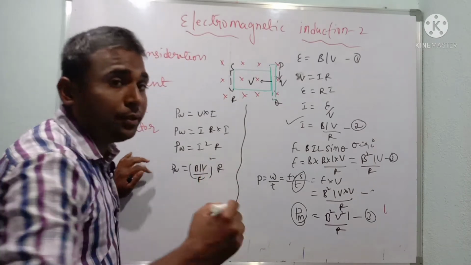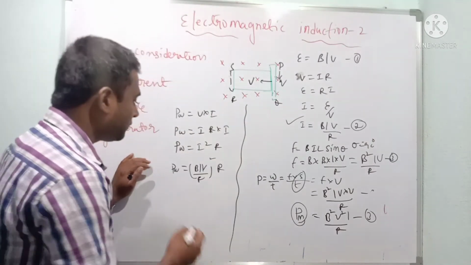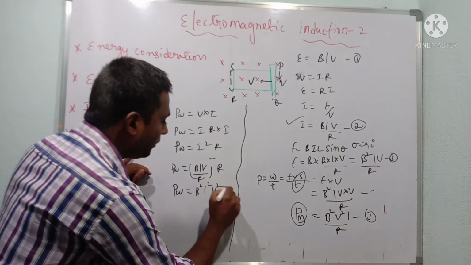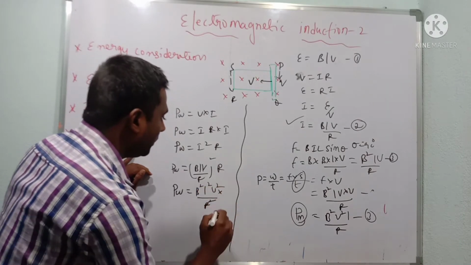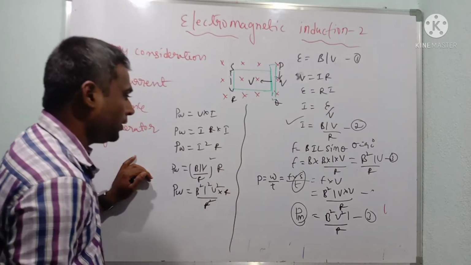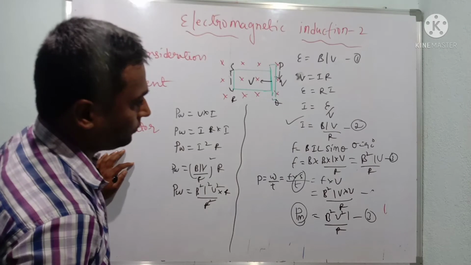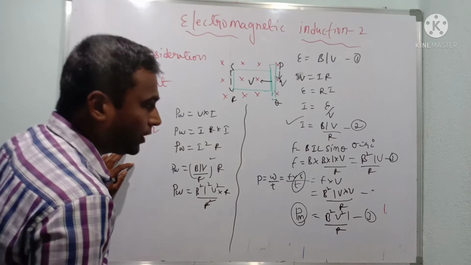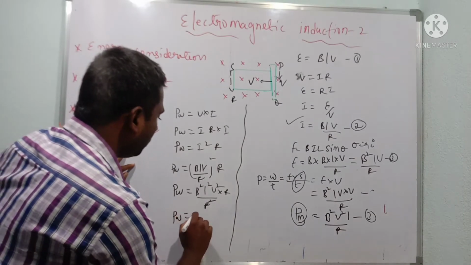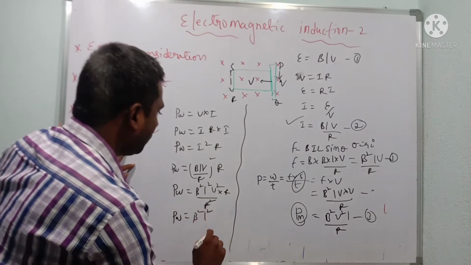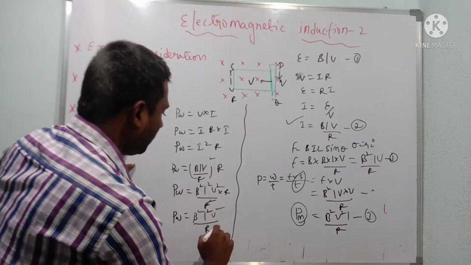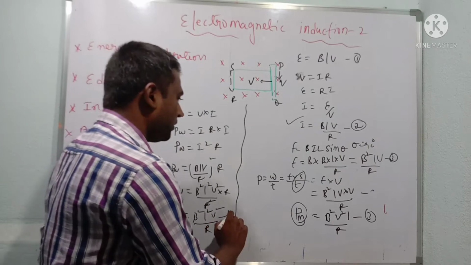So now (A by B) whole square is A square by B square. So P is equal to B square, L square, V square, divided by R square, into R. So what things are going to be cancelled? So now we got that P is equal to B square L square V square divided by R. We got this expression. This is called equation 4.